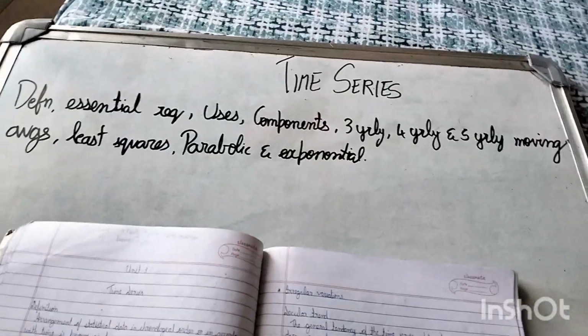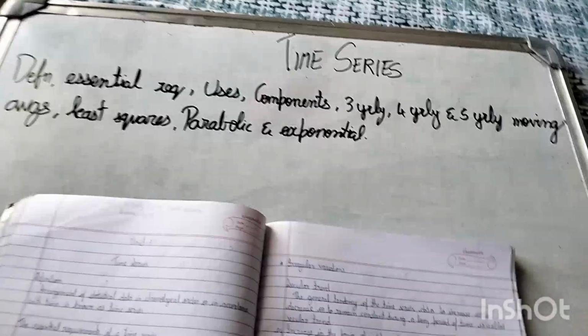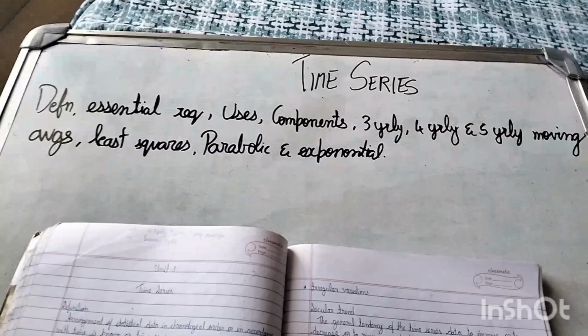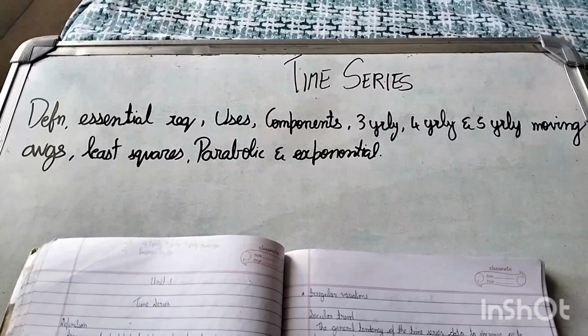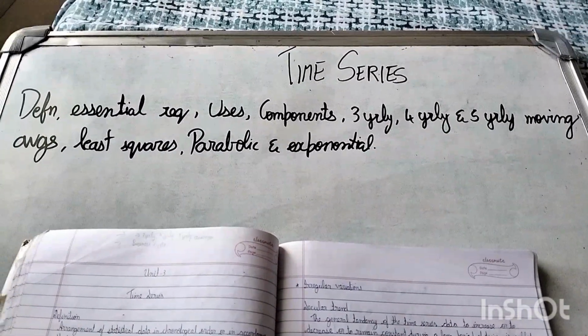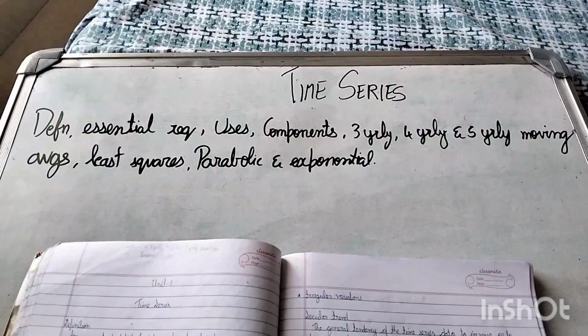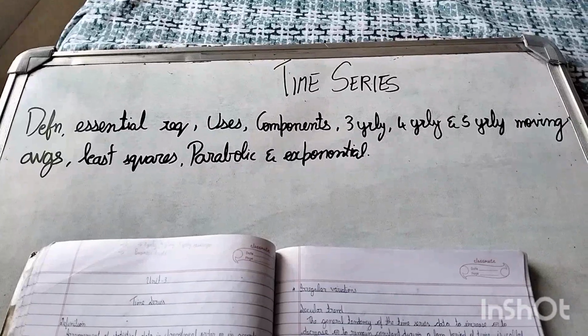So hi my dear friends, this is the next chapter, that is time series. In this chapter we have definition, the essential requirements of time series, uses, components, 3-yearly, 4-yearly and 5-yearly moving averages, least squares, parabolic and exponential methods. So first, let's see the definition.